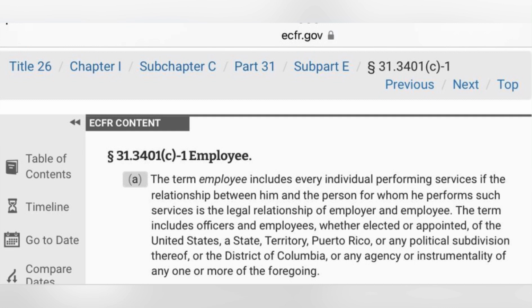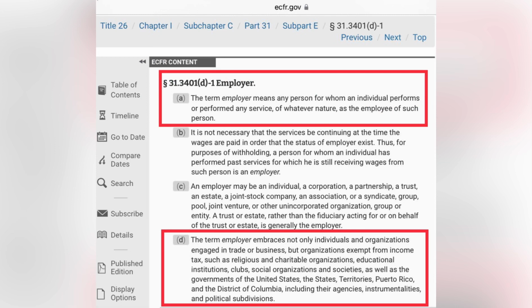Now let's read the definition of employer. In section 31.3401(d)-1(a), the term employer means any person for whom an individual performs or performed any service of whatever nature as the employee of such person. And you can always pause the video and read the rest of it for yourself on your own time.